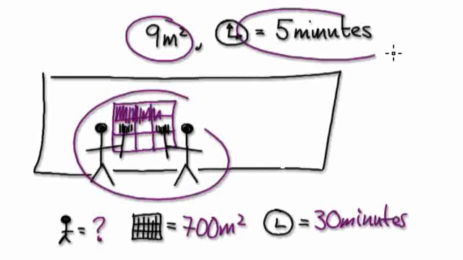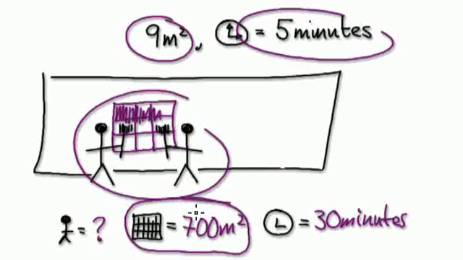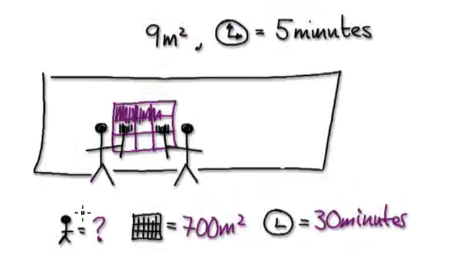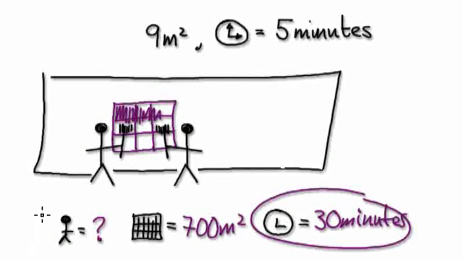9 meters squared in 5 minutes. Now I've got a wall that's 700 meters squared. It needs to be painted within half an hour. How many employees do I need to put on that job? How many employees need to be painting that wall in order to get it done in half an hour? Okay, so press pause and have a go.